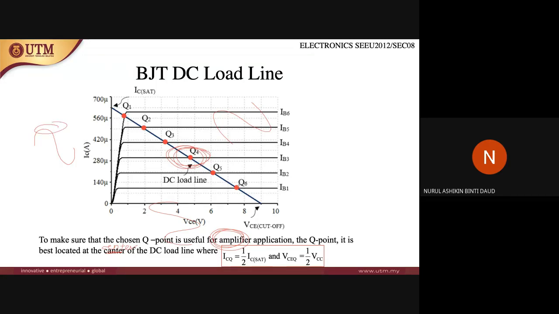But if you choose Q6, at the cutoff region, it will distort. So if you want to choose a Q point to be used for an amplifier, you should choose Q4 on the load line. At Q4, VCEQ is approximately half VCC, and ICQ is usually half IC.